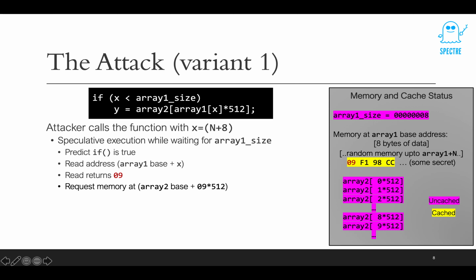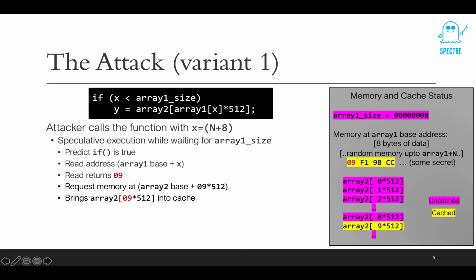Speculative execution runs because the value of array1 size is not in cache. The branch predictor predicts the if statement to be true, as in previous calls this was true. Now the speculative execution reads the out-of-bounds value using x, and the read returns secret byte 09, which is the first byte of the secret.